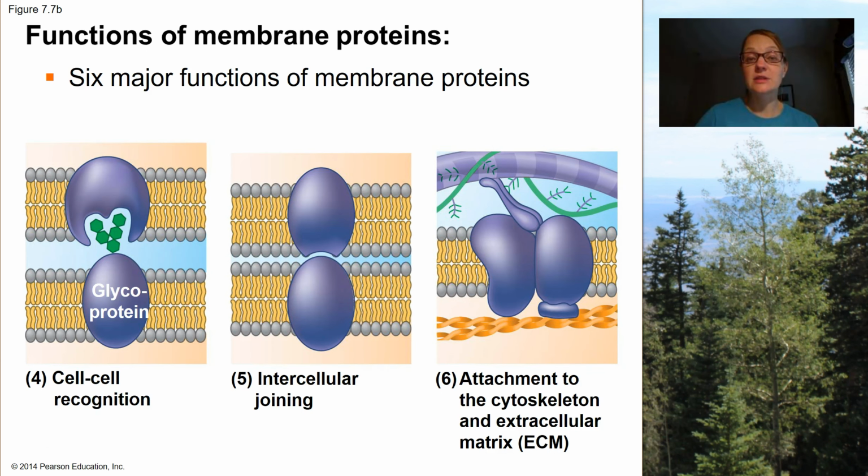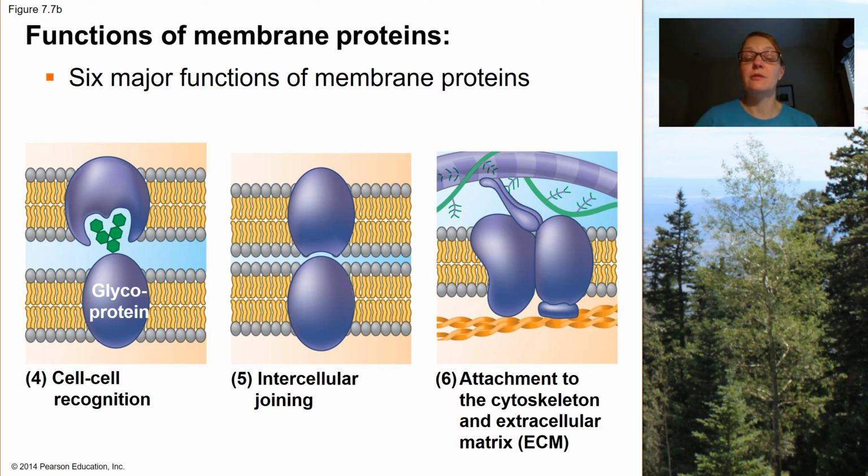All right, our last 3 functions of membrane proteins. Number 4, cell-to-cell recognition. This is particularly important, and we're going to come back to this idea actually on the next slide to sort of reinforce it. But oftentimes cells need to be able to communicate with each other. This is especially true for cells of the immune system.